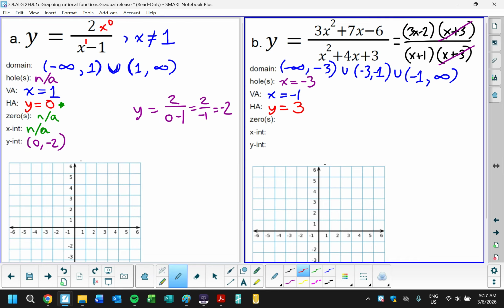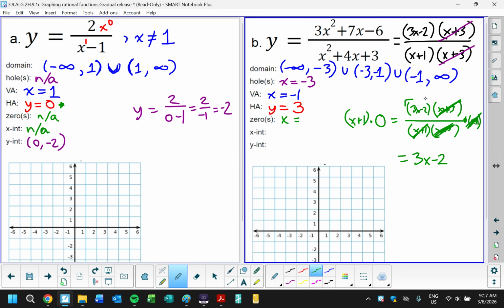Zeros, we're looking for x values that would make the whole function equal 0. So if I set y equal to this, now look, I'm going to show you this the long way this time, and then I'm going to just focus you on the numerator from here on out. 3x minus 2, x plus 3, over x plus 3, x plus 1. Remember, please, to simplify our lives, cancel those out. Multiply both sides of the equation by x plus 1. In so doing, that cancels out the denominator, and all that's left is that numerator.